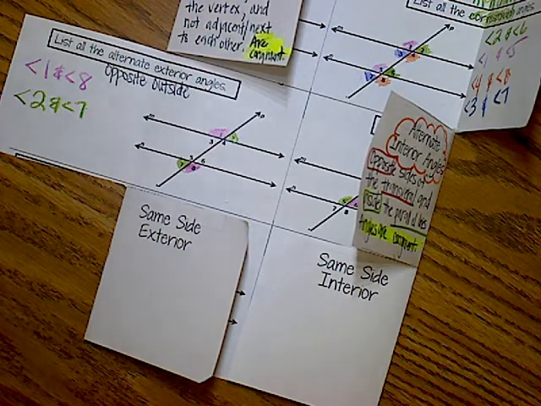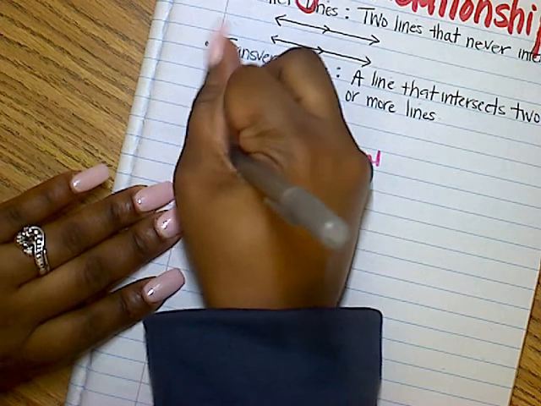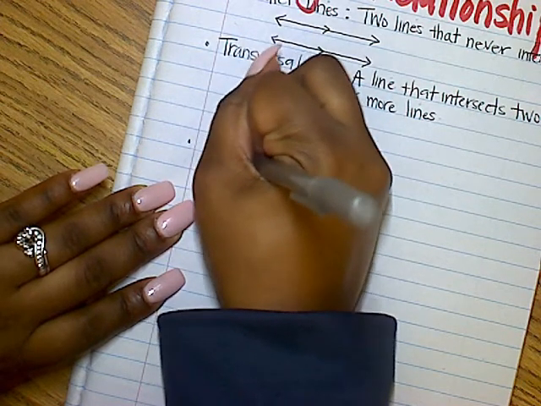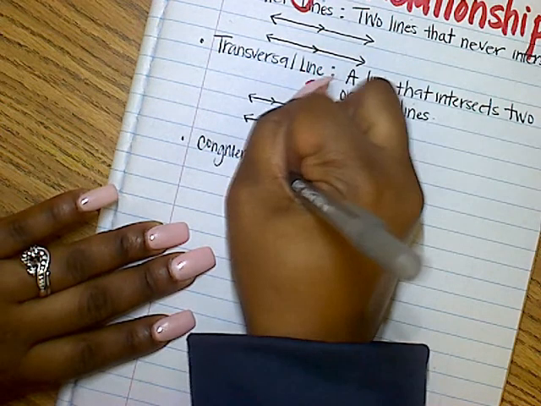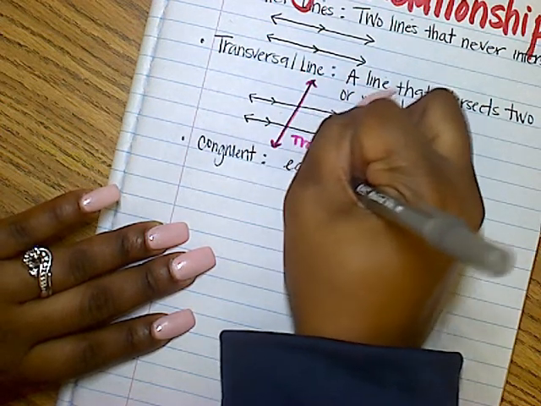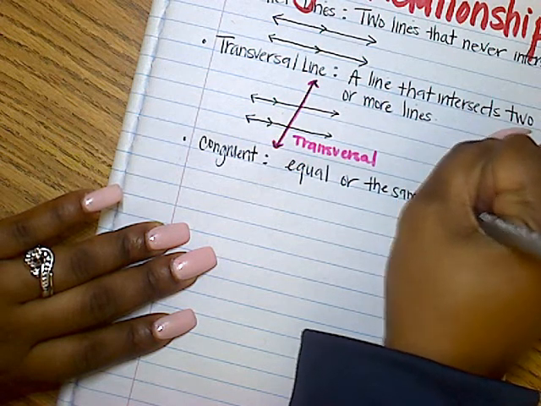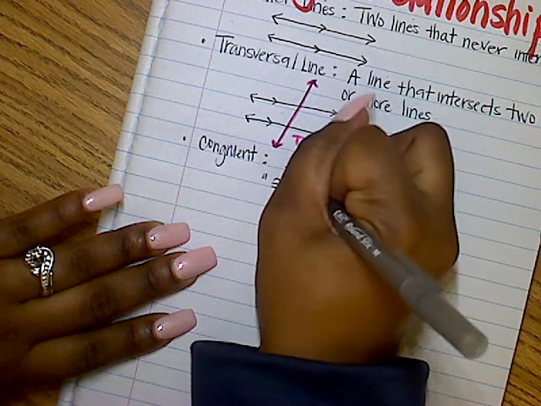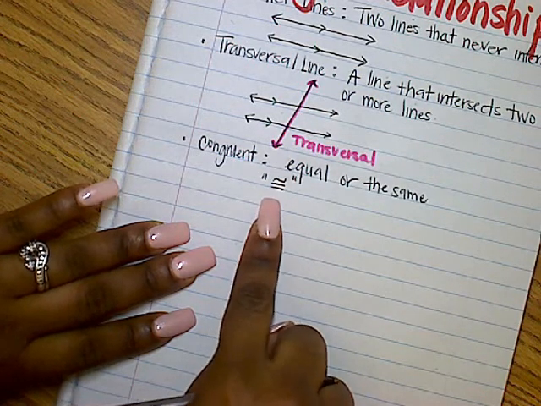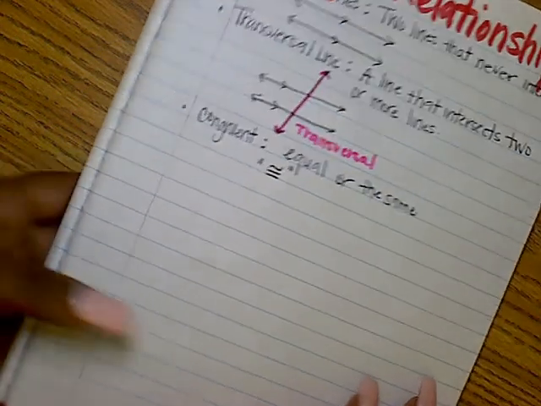So again, I said I wanted to pause and add one more definition to our notebook. So if we go here, I just want to make sure we remember that the word congruent just means equal or the same. And your congruent sign is the squiggly line over top of the equal sign. That's what that looks like. So make sure you know that. And then we can go back to our notes.